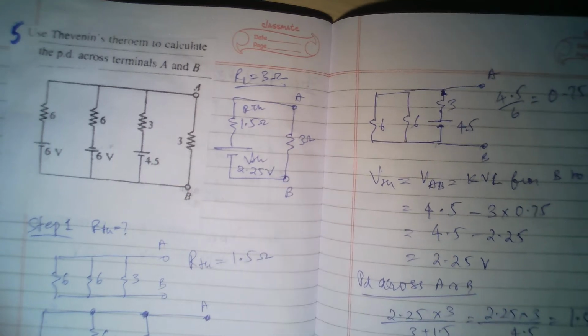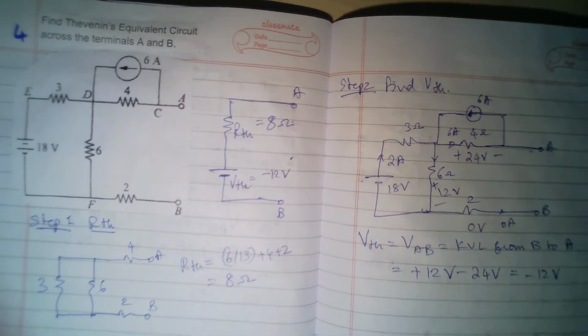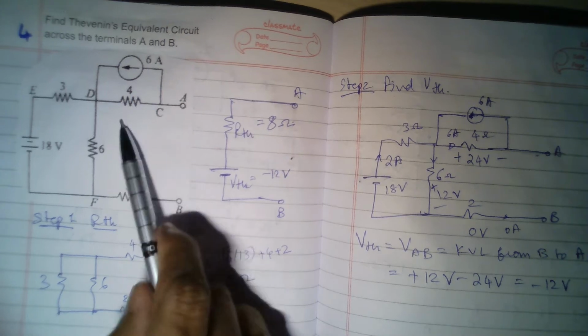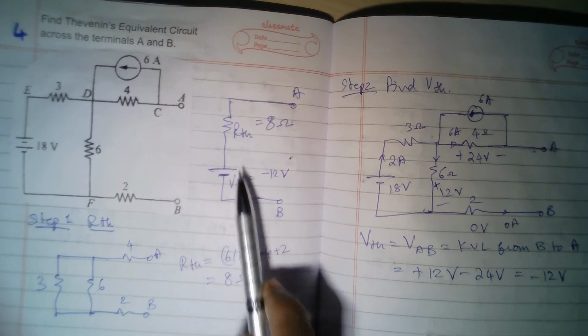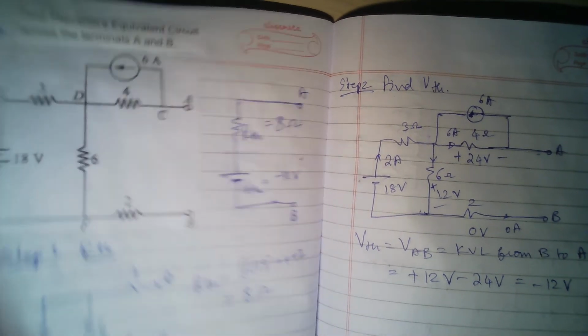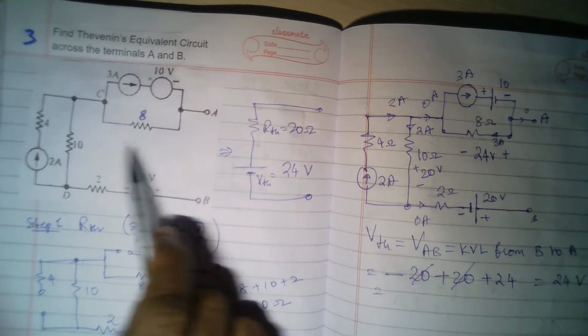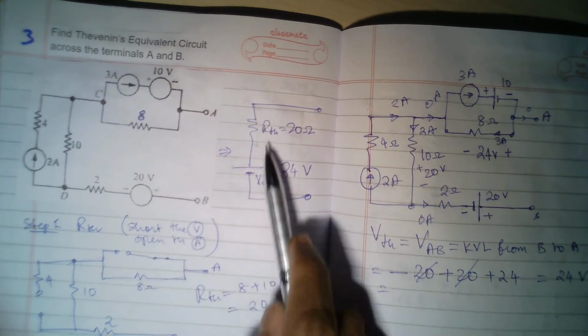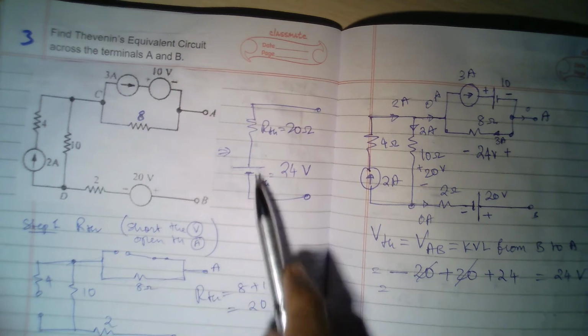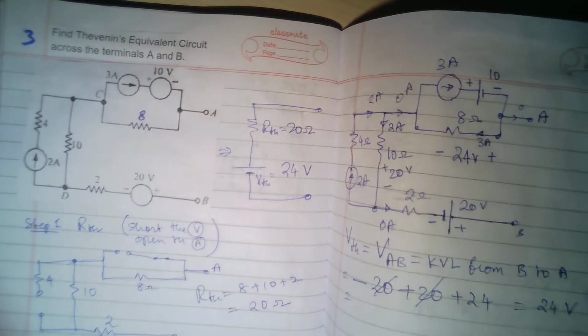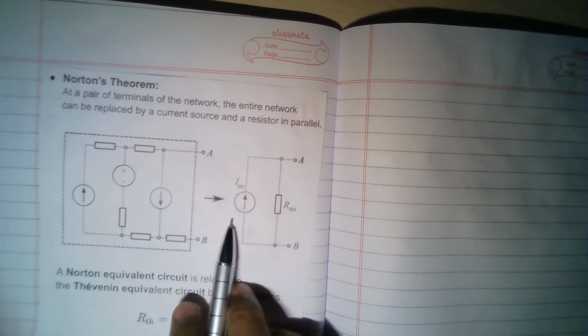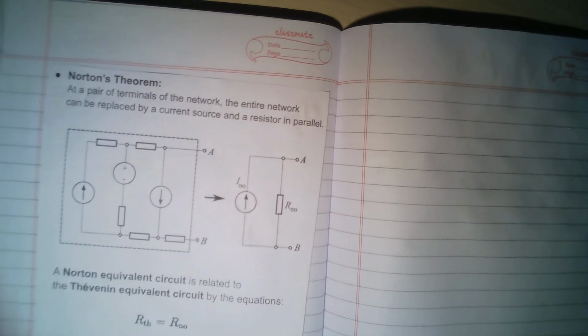Similarly, if I take another problem, this is the entire circuit. This entire circuit is replaced by one voltage source and one resistance. Like that, whatever the circuit is, it can be replaced by one voltage source and one resistance in series. That is Thevenin's theorem. Coming to Norton's theorem, it is nothing but you can replace the circuit by one current source with one resistance. So that is the only difference.